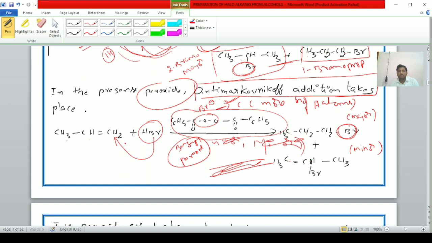In competitive examinations, they will ask questions like this, student. When propene reacts with hydrogen bromide in the absence of peroxide and hydrogen bromide in the presence of peroxide, what are the major products formed? In the absence of peroxide, the major product is 2-bromopropane. In the presence of peroxide, the major product will be 1-bromopropane. Based on this, some competitive questions are there, student.